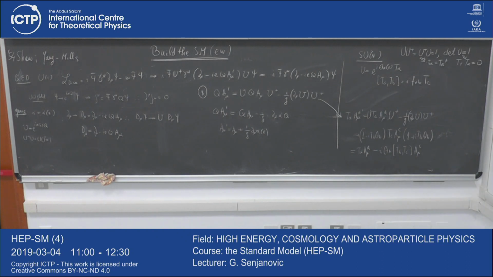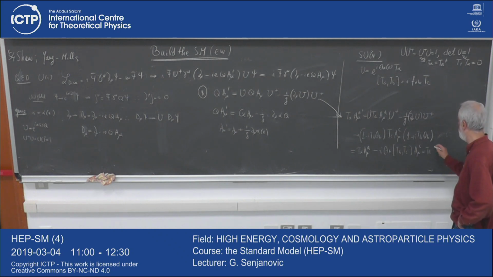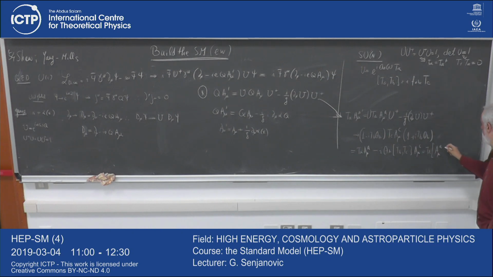Correct? So this is T^A. I'll take out, I will get A_μ^A. Minus i times plus i will give me plus 1. Right? And this is f^BCA. I will introduce A now. That's f^ABC. That's the same thing. f^ABC, and here A_μ^C. No, θ^B, A_μ^C.